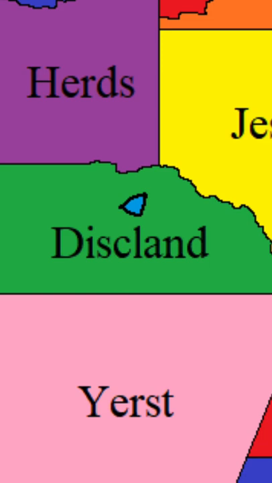The official state motto of Discland is, "He is in the depths. He hungers. We must awaken him, as is the will of God. The world shall drown in blood."